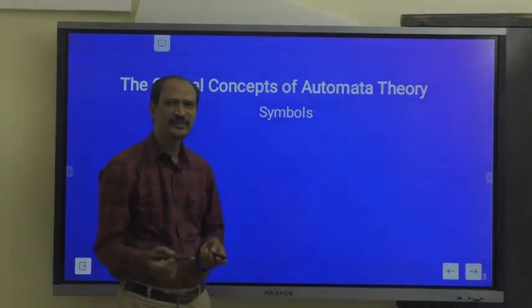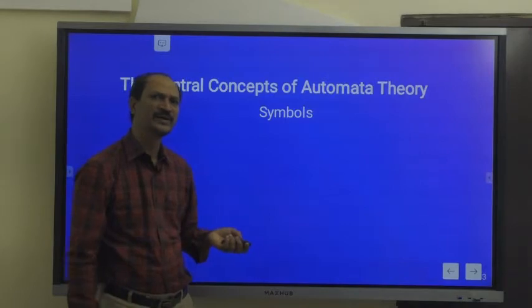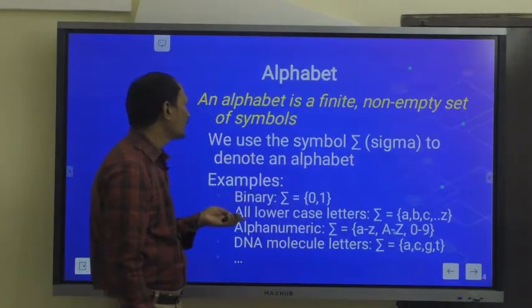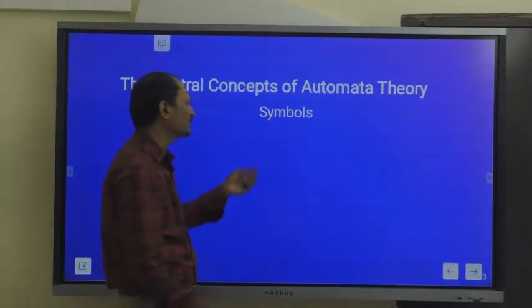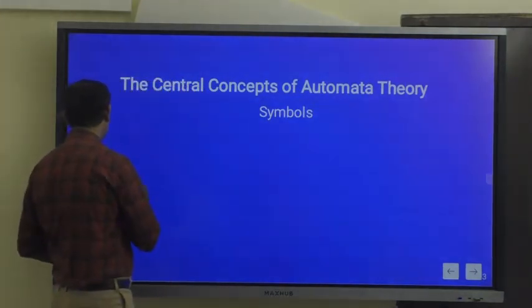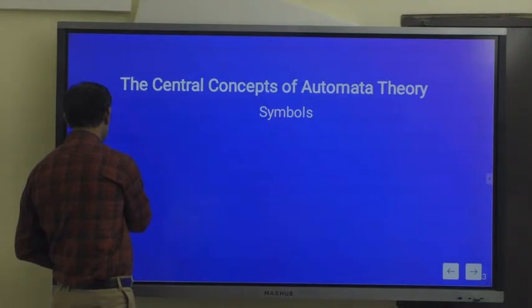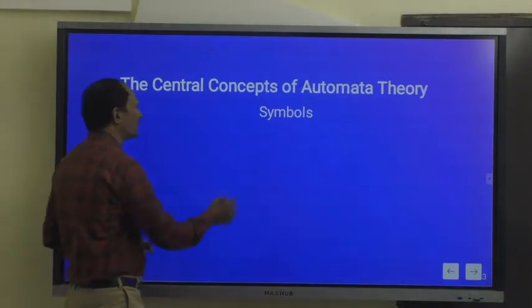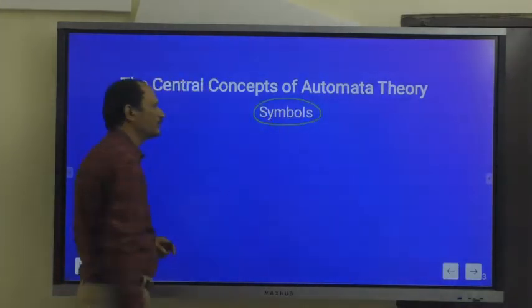Now, I am starting with the central concepts of automata theory. The first concept that we are going to discuss is the symbol. Let me explain the symbol. Now, this is the symbol that we have written.